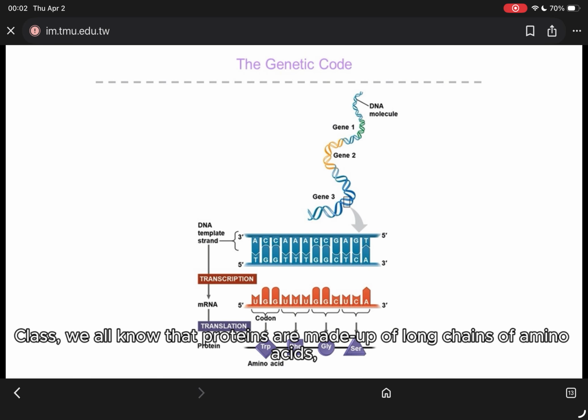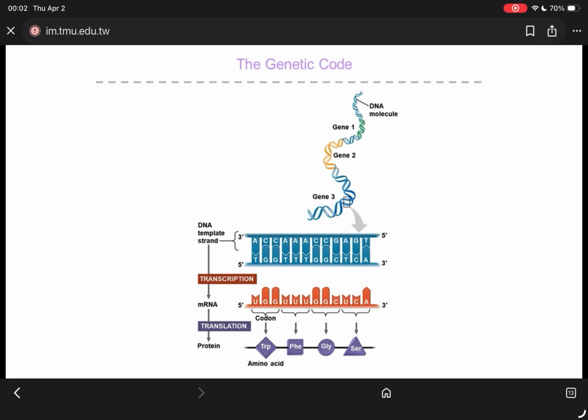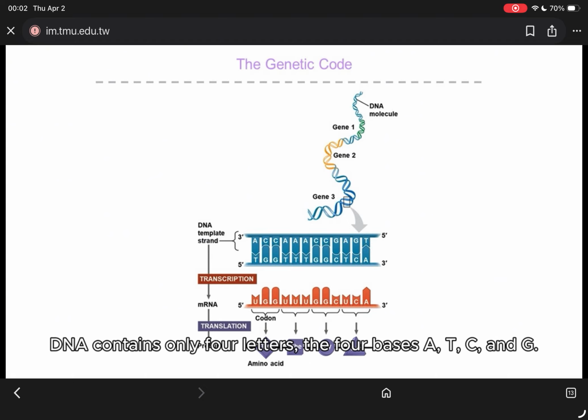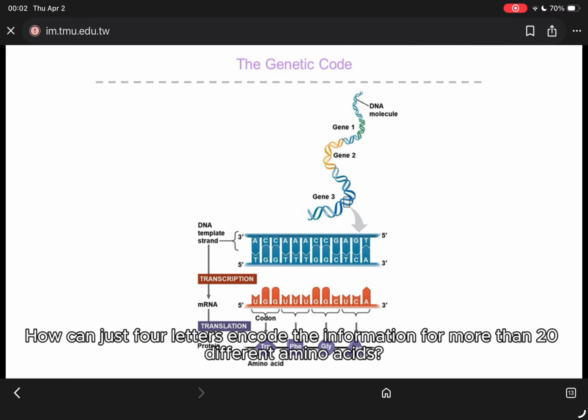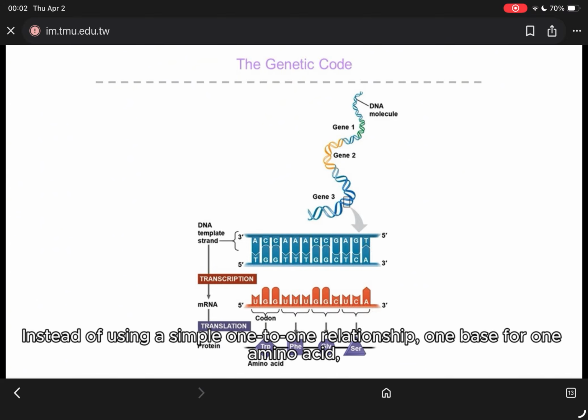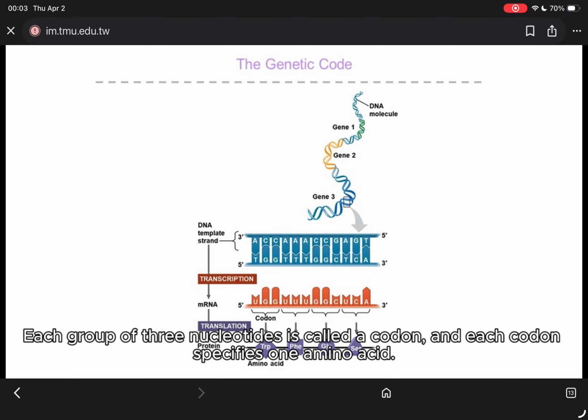Class, we all know that proteins are made up of long chains of amino acids, and the precise order of these amino acids determines the shape and function of a protein. But here's the question. DNA contains only 4 letters, the 4 bases A, T, C, and G. How can just 4 letters encode the information for more than 20 different amino acids? It's a clever system. Instead of using a simple one-to-one relationship, one base for one amino acid, cells read the genetic code in groups of 3 bases. Each group of 3 nucleotides is called a codon, and each codon specifies one amino acid.